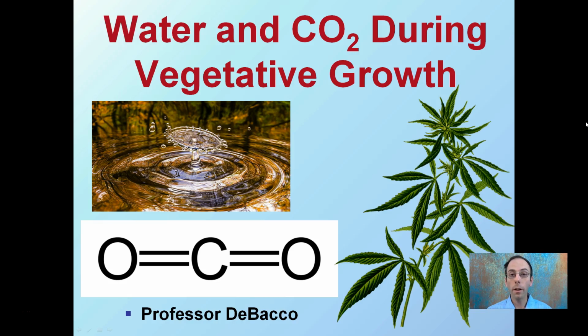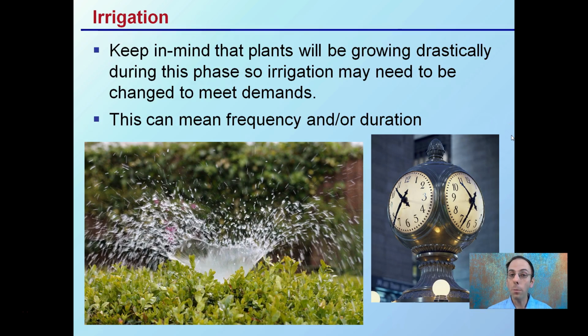Okay, here we're going to look at water and carbon dioxide during the vegetative growth phase of cannabis. So first off, irrigation. Keep in mind that plants will be growing drastically during this phase, so irrigation may need to be changed to meet demands.